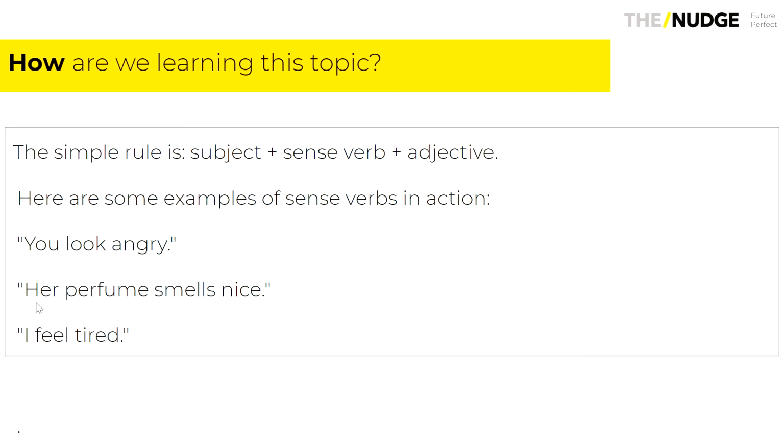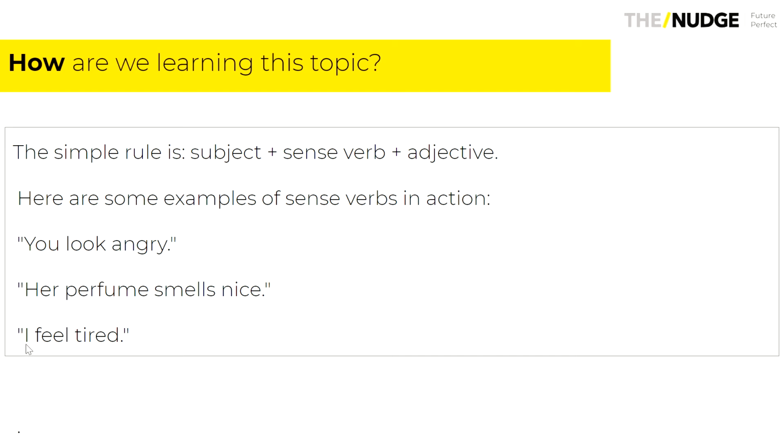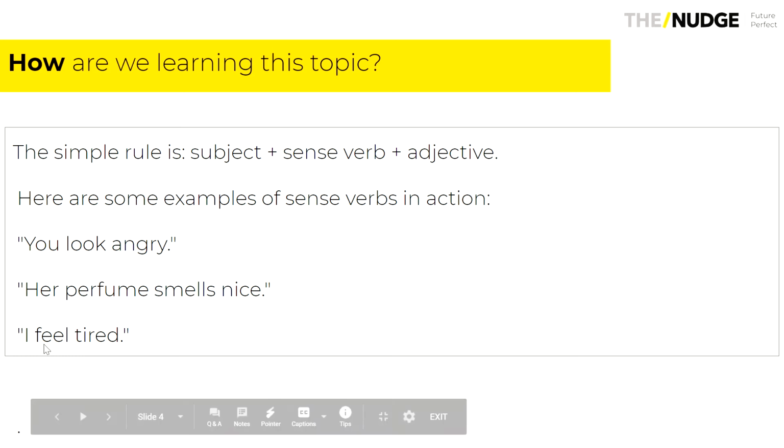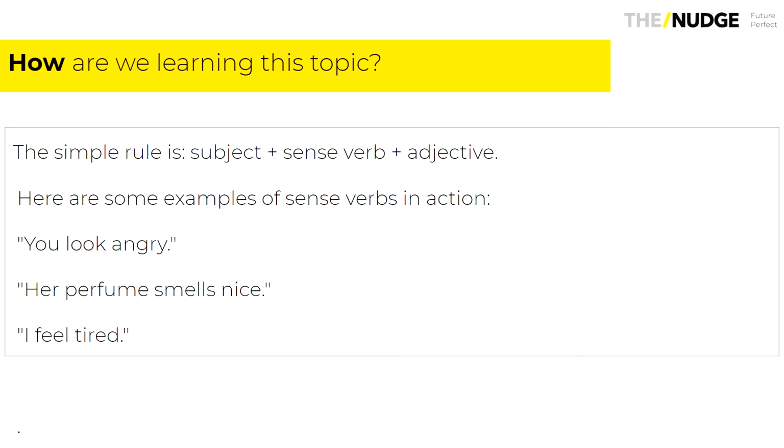Now, in the next sentence, her perfume smells nice. So, her perfume is the subject, smell is another sense verb, and to describe the smell, we have used the adjective nice. So, nice is telling us that the perfume smells nice. And lastly, the sentence I feel tired. I is the subject, feel is the sense verb, and tired is describing the feel. Great. Now, this is how we can use sense verbs in a sentence and also describe them.